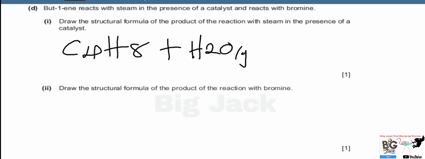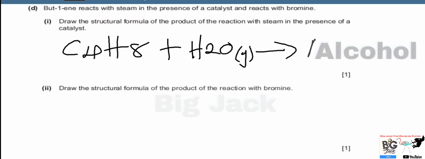In this case, the steam is in a gaseous state. What is going to be produced here? It is the alcohol, and this alcohol is going to be butanol. So they are asking us to draw the structure of butanol.